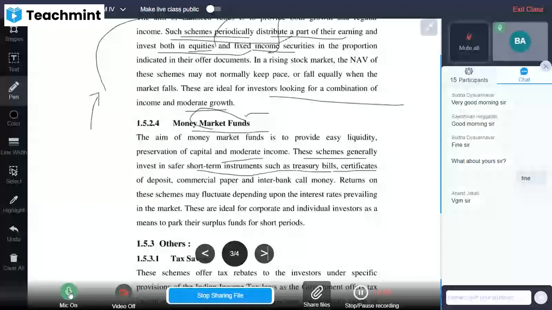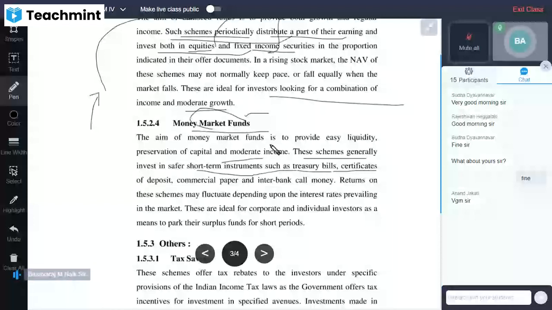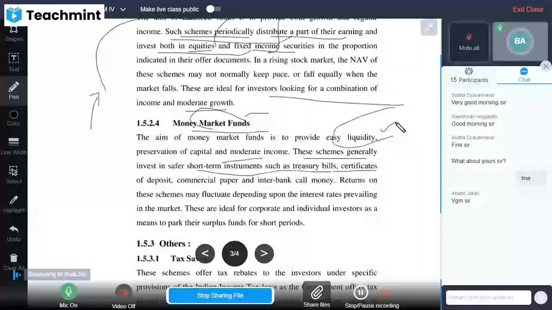Okay. So money market mutual funds, what we can call. This is all about the features. The main aim of this kind of fund is to provide easy liquidity, right? They can meet short-term obligations, right? Along with that they can preserve capital as well as get moderate income by investing in money market mutual funds.